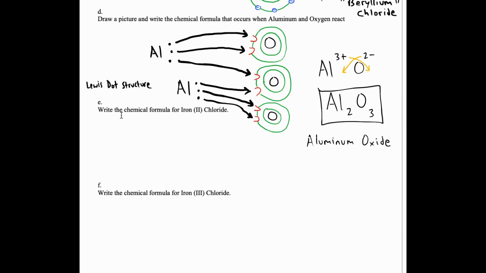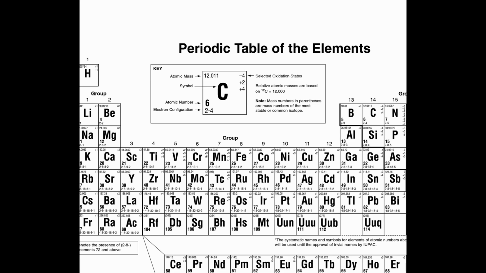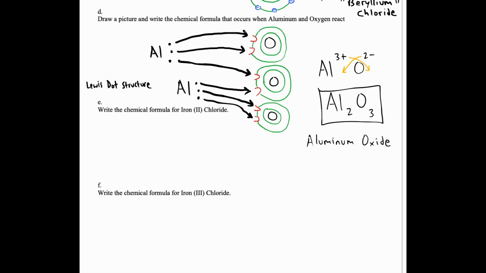Next problem says, write a chemical formula for iron(II) chloride. And I see after that, we're looking for a chemical formula for iron(III) chloride. So what's the difference? Well, if you look at iron, you can see that it has different options for oxidation states. Iron may form a +2 ion, or it may form a +3 ion, depending on the situation. So those Roman numerals after the element here, it's telling you what kind of ion iron will form.